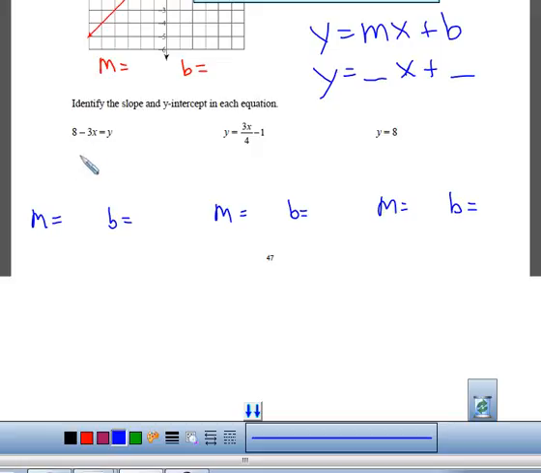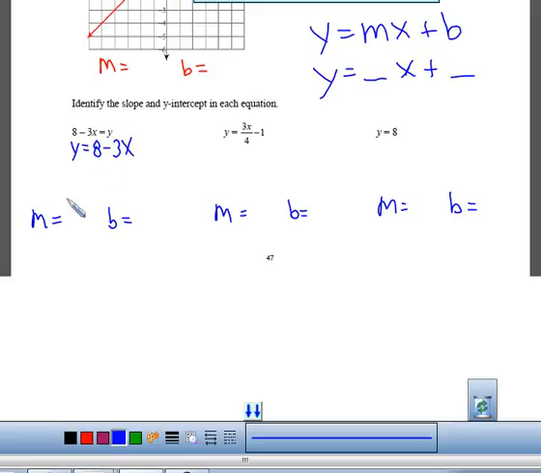Let's come over here to the first one. Now some of you might be saying, well, wait a second, this is backwards. Okay, well, you know what? In math, when you have an equal sign and you have something on one side and something on the other, it's okay to flip it around. Because if you think about an equal sign, whatever's on one side is the same as whatever's on the other. So it doesn't matter if you flip it around, okay?